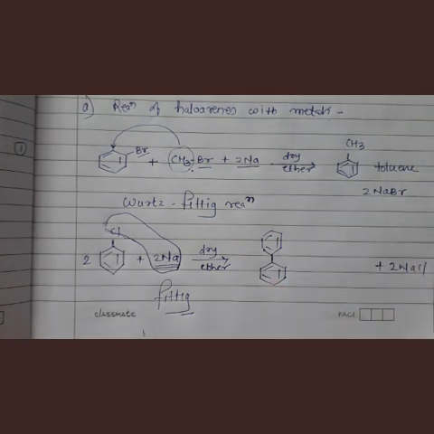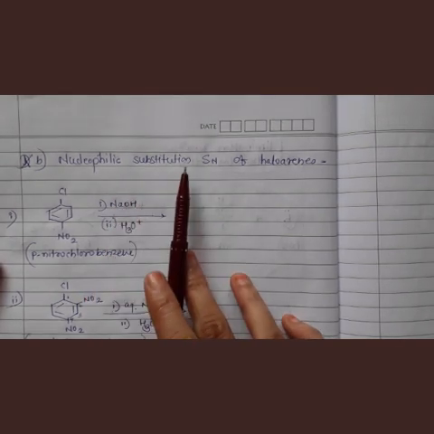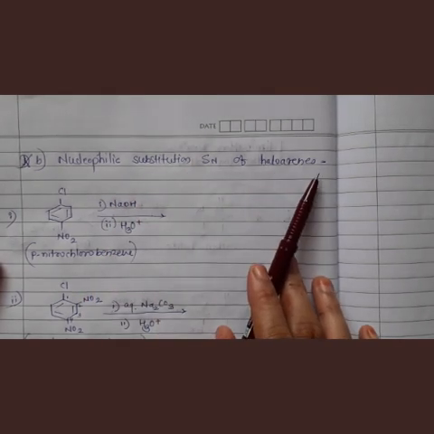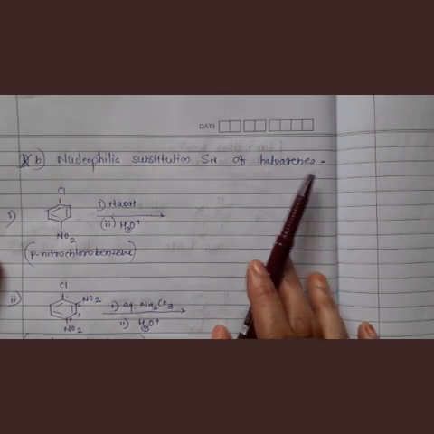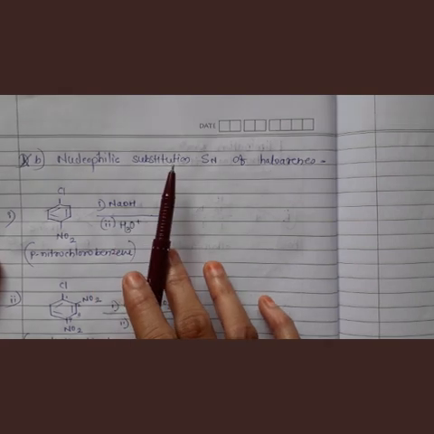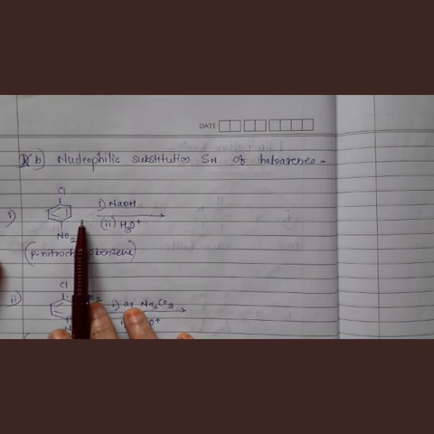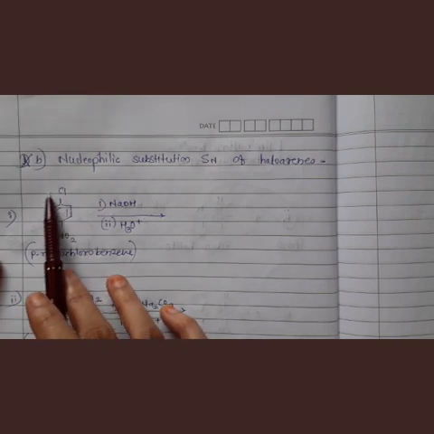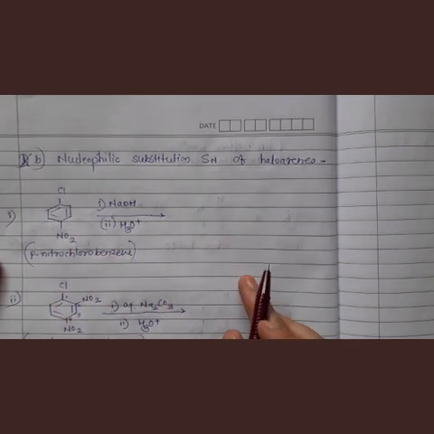Let us see next nucleophilic substitution of haloarenes. We have seen SN1 and SN2 of alkyl halides, the substitution reactions of alkyl halides. Now here it is nucleophilic substitution of haloarenes. Aromatic ring is present, and here substitution by a nucleophile will take place. Substitution of this halogen will take place. So see in this case what will happen.